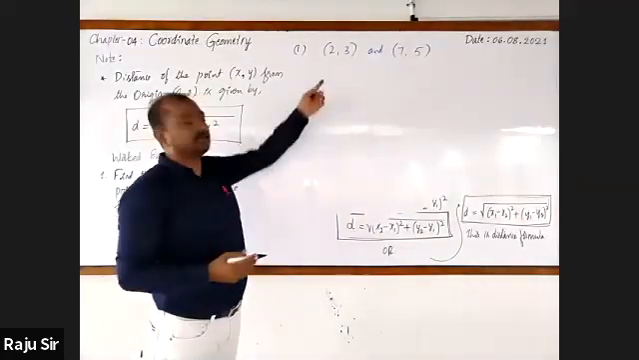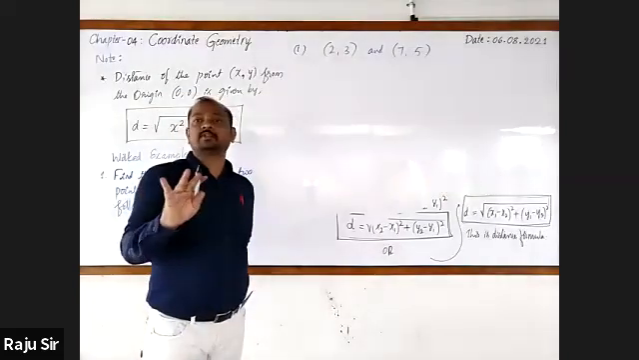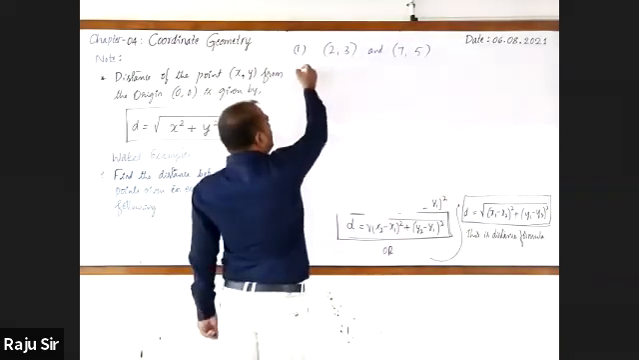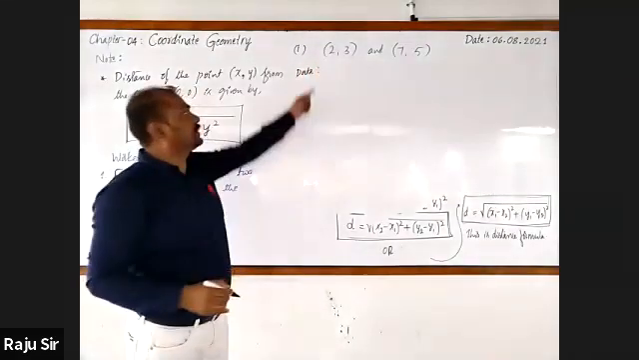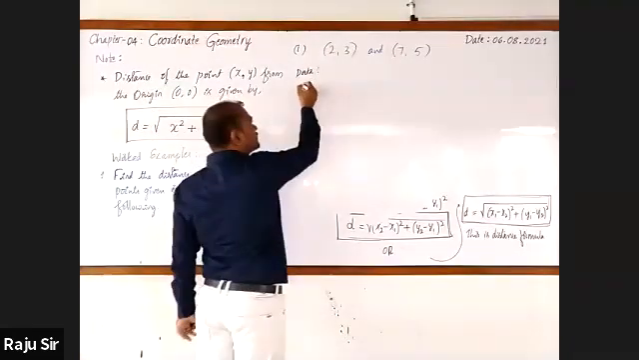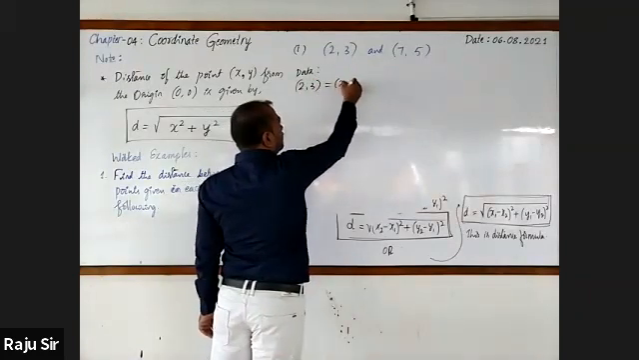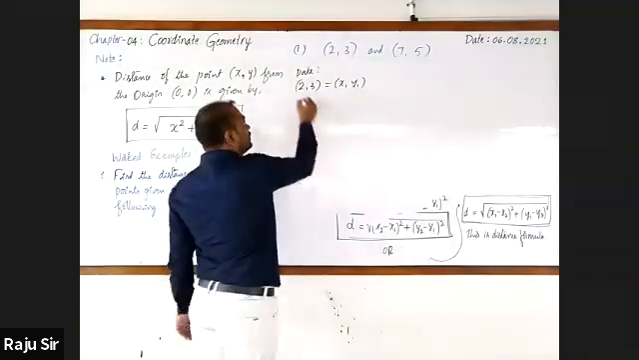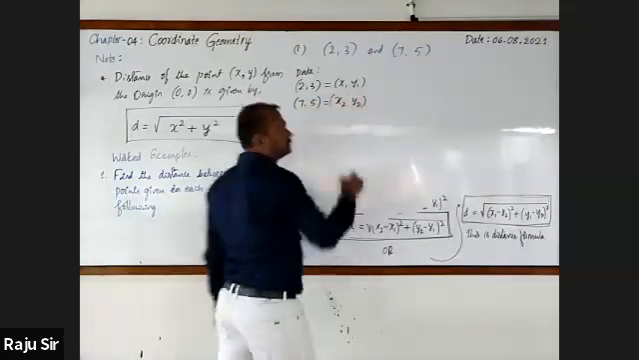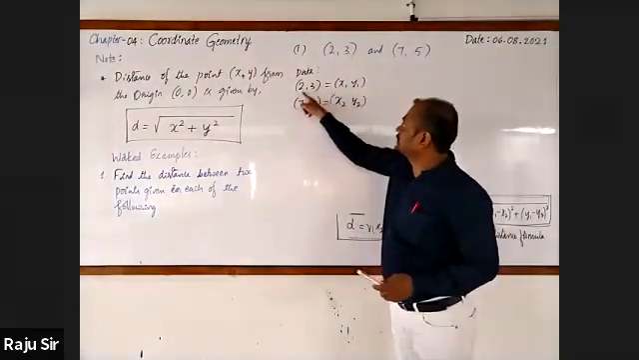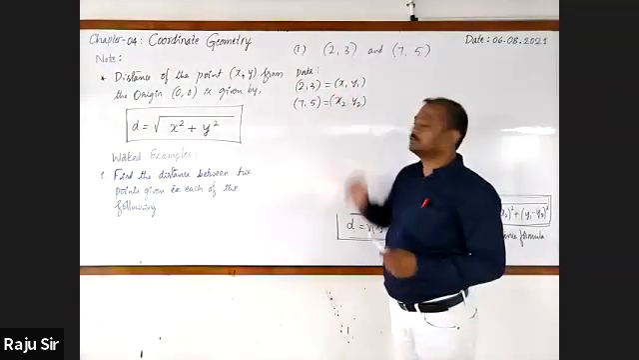Let us find out the distance between these 2 points. First, the detailed steps. Afterwards, I'll tell you the shortcut. Here, I'll write the given information. The first point is 2, 3; let us assume this as x1, y1. Then 7, 5 is x2, y2. So here x1 is 2, x2 is 7, y1 is 3, y2 is 5.